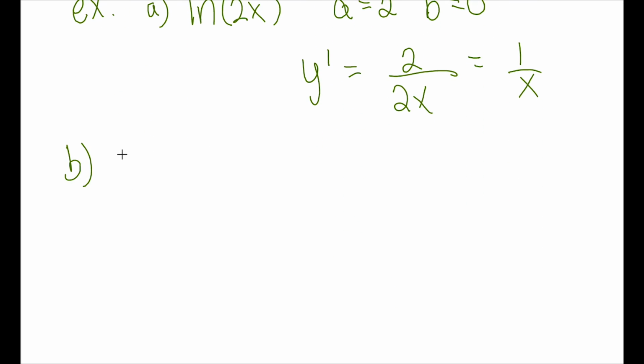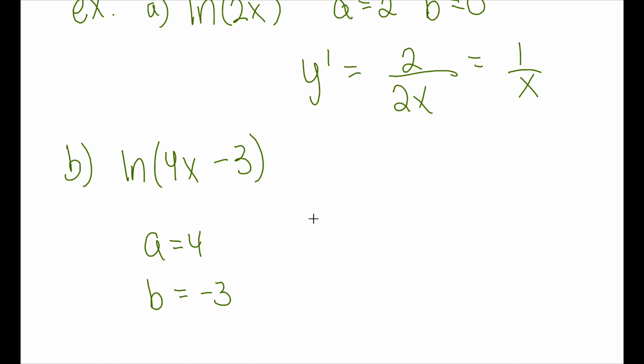So let's look at another. ln of 4x minus 3. My a is 4 and my b is negative 3. So the derivative is a over ax plus b, and that's the answer.